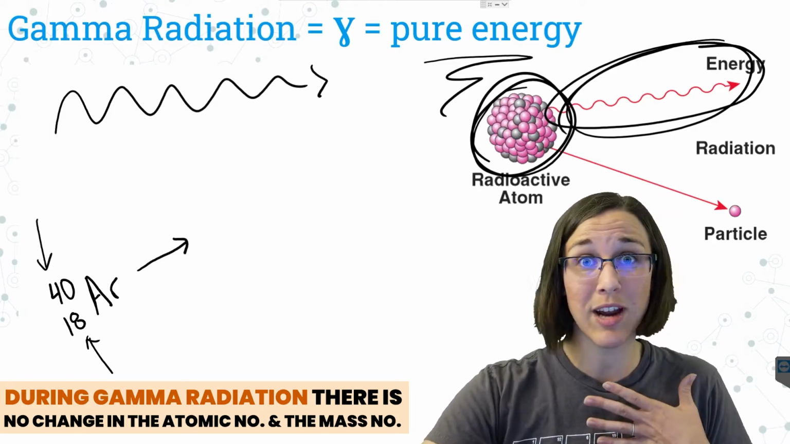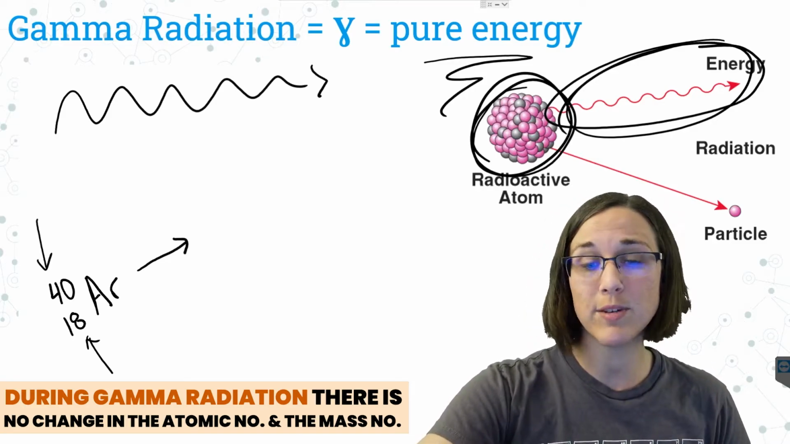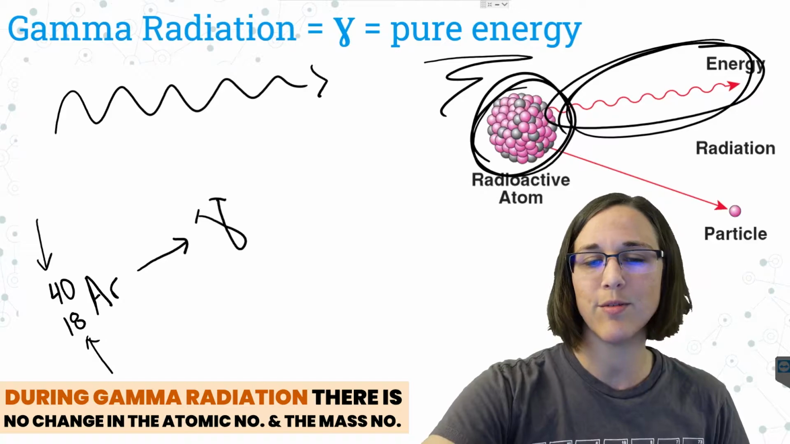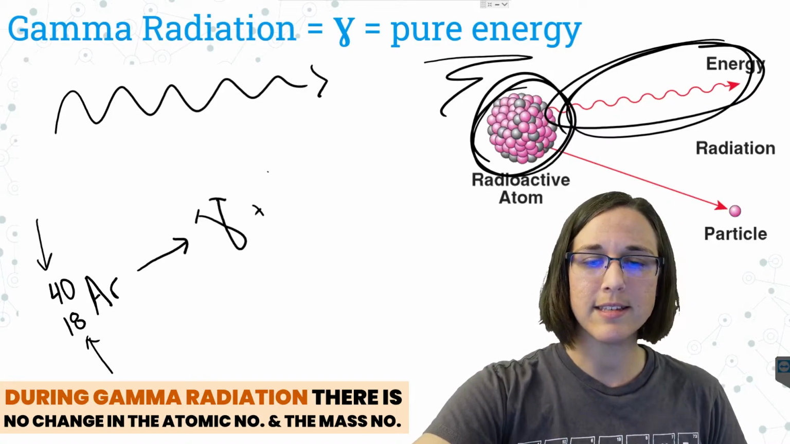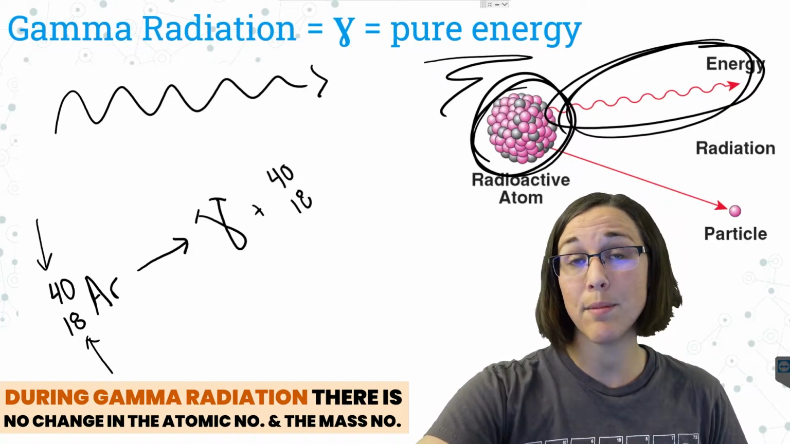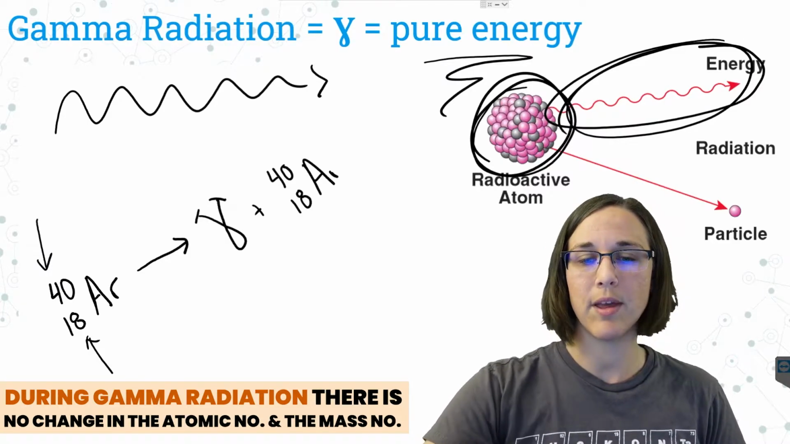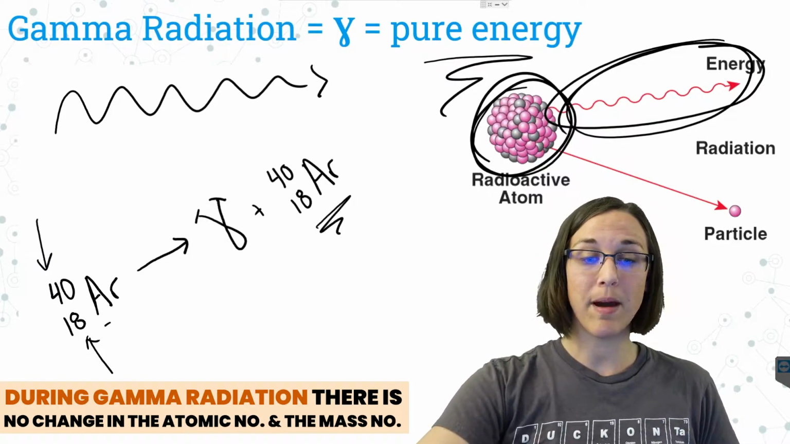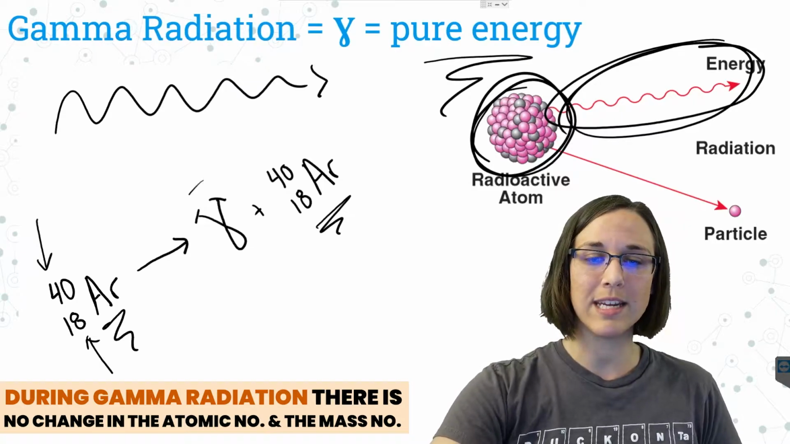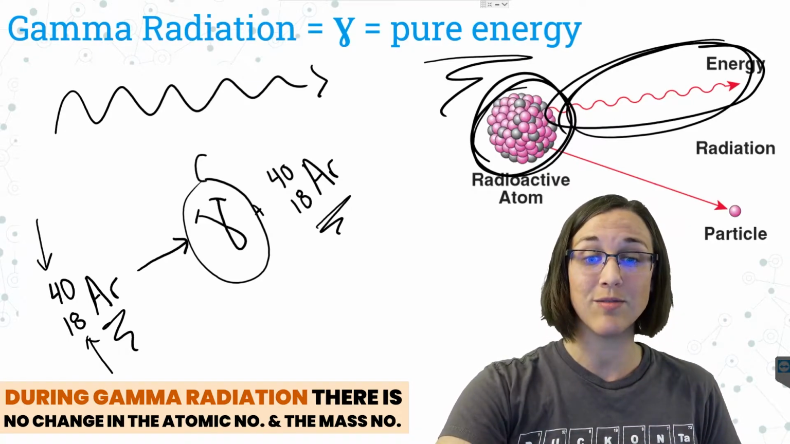It's just pure energy given off. So we're going to represent it as the weird upside down fishy symbol plus the same exact mass and proton value that we started with. So nothing will be changed about the actual element given. The only thing we need to indicate is that there was energy released.